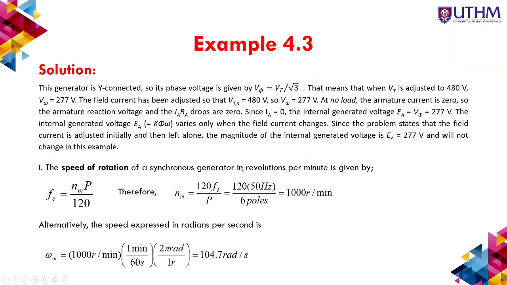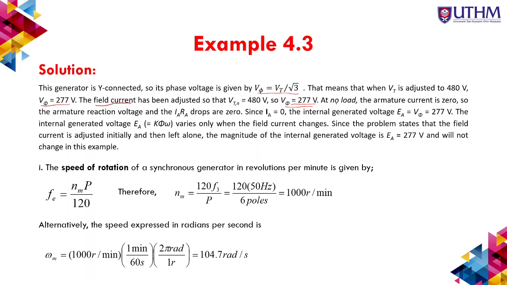Let's summarize first. This generator is Y connected, so the phase voltage becomes this value. This is the equation to convert. VT is adjusted to 480, so V phase is 277 volts. The field current IF is adjusted so that VT is 480 and V phase is 277.